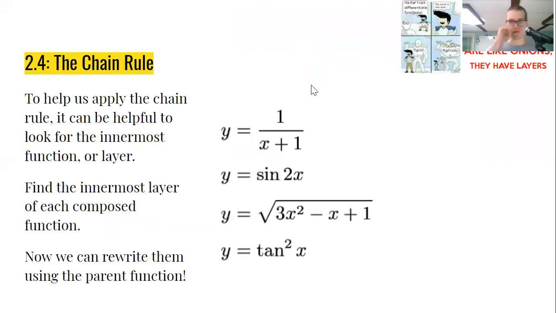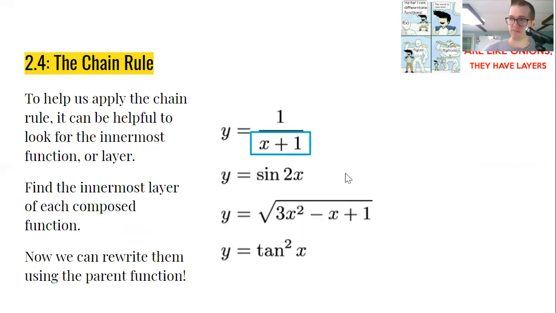To help apply the chain rule, it can be helpful to look for the innermost function, or the innermost layer. To find it, think about what the first set of operations is if I plug the number in for x. That is going to tell me what my innermost function is. For this first one, my innermost function, what might be my u, is x plus 1, because the very first thing I do when I plug in, say, 7, is add 1 to it.